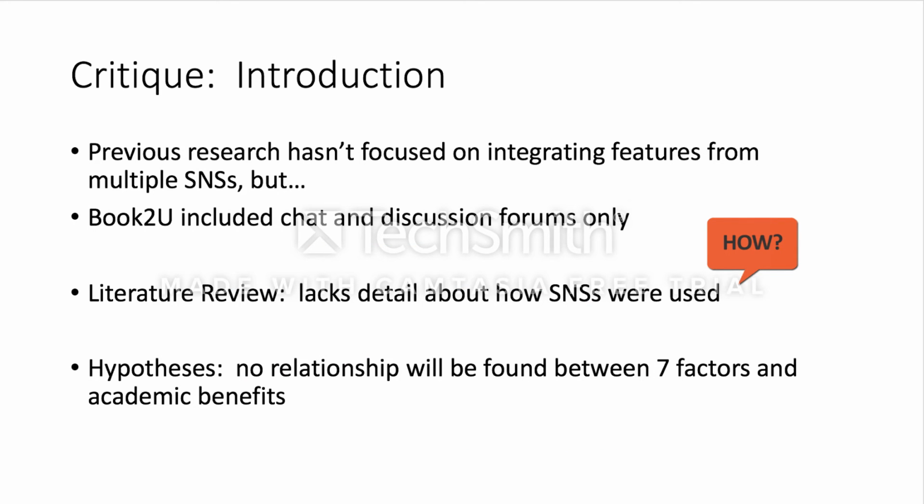In terms of the critique, there were some issues with this article. First of all, in the introduction, the author made a big point about saying that previous research hasn't focused on integrating features from multiple social networking sites, but then when we looked at Book2U later in the article, the only aspects of social networking sites that it included were chat and discussion forums. If the goal of the study was to include features from multiple social networking sites, that doesn't seem like a comprehensive use of features from multiple social networking sites. After all, you can chat and discuss things on Facebook.